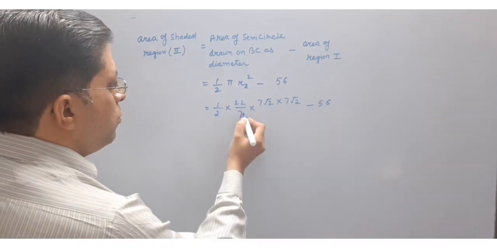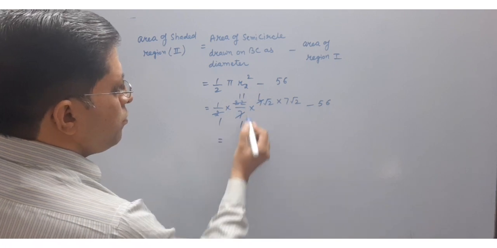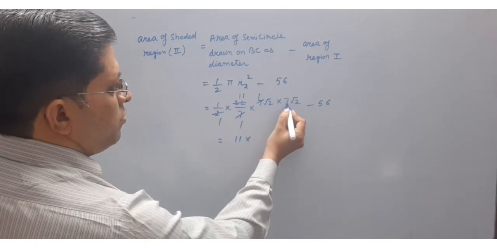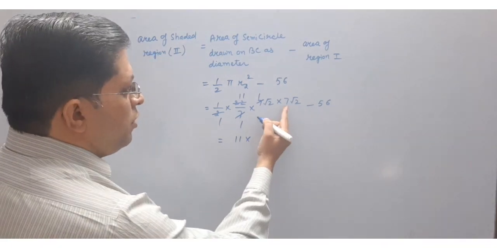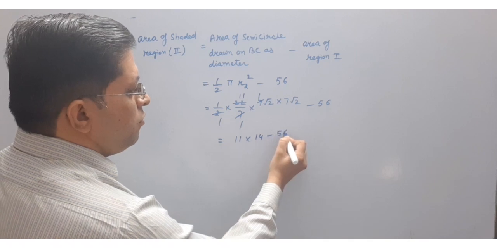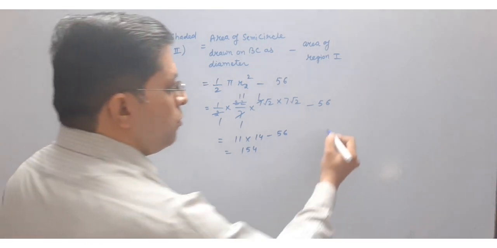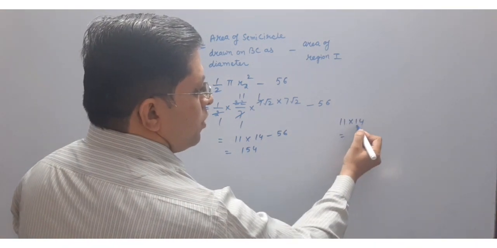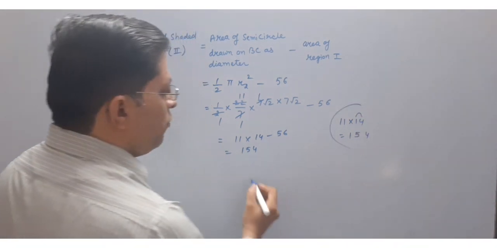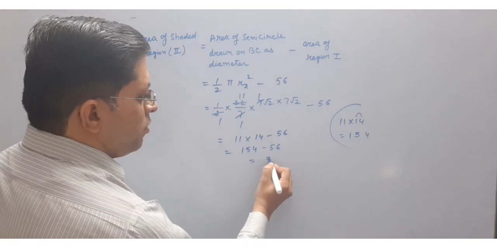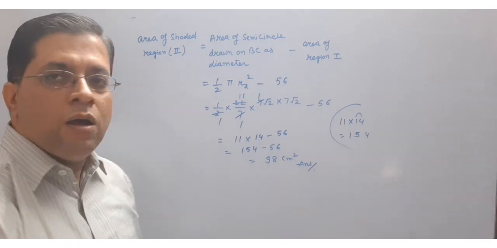Now what to do? Here this 7 to 7 cut, this is 11, this is 11, this is 7, and root 2 into root 2 is what? 2. This is 7 2s are 14 minus 56. This is 154. Again by Vedic, no? 11 into 14. Right? For 1 and 4 you write like this. 4 plus 1, 5. 154. Then 56. This is 98 centimeter square. And this is the answer of this question.